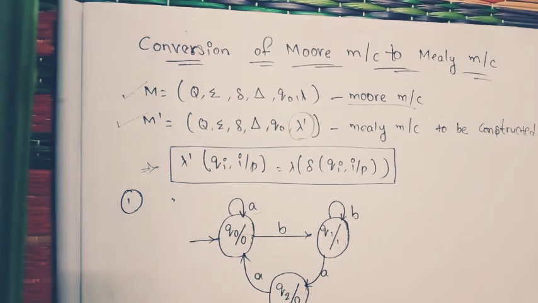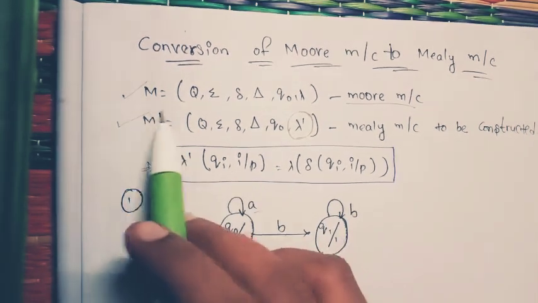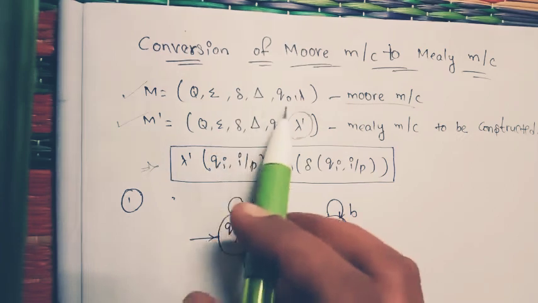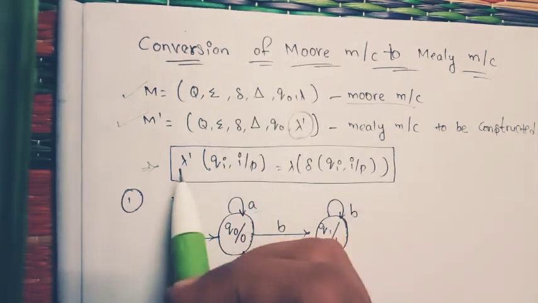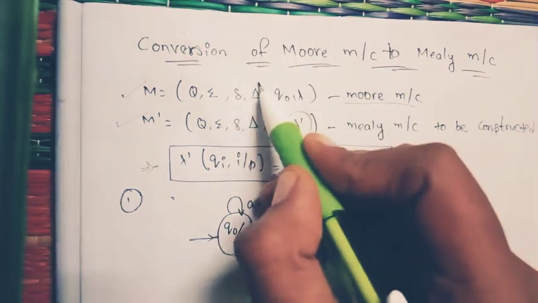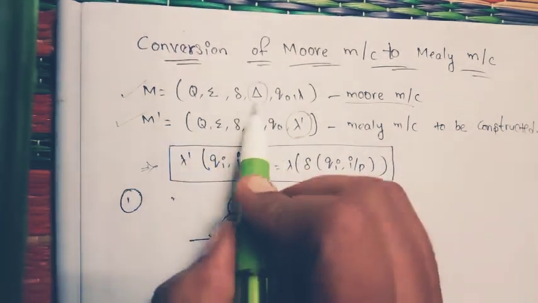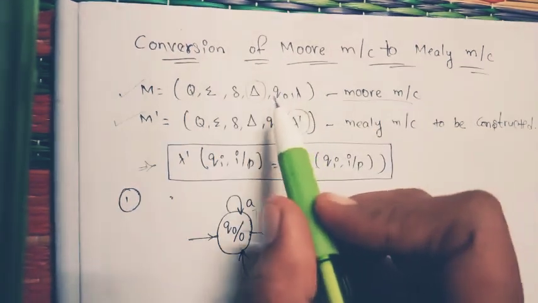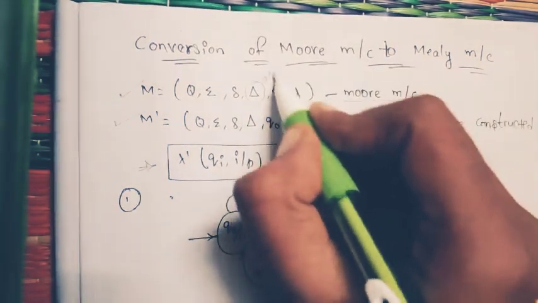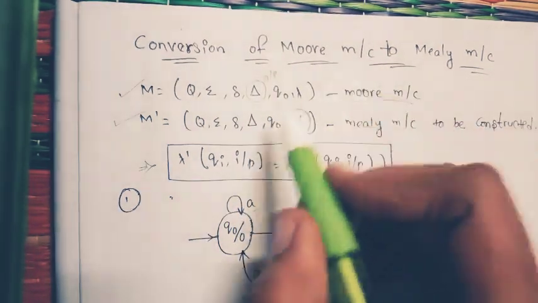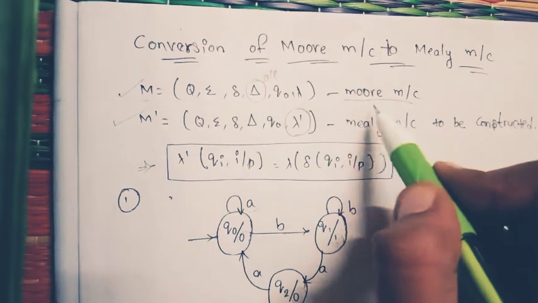Yes or no? Now guys, the first step is M equals to. These are the 6 tuples, guys. In our previous methods, we just saw 5 tuples without this capital delta. Here we are also adding the capital delta, so it consists of 6 tuples. This capital delta is the finite set of output symbols. So let us consider this M is the given Moore machine.